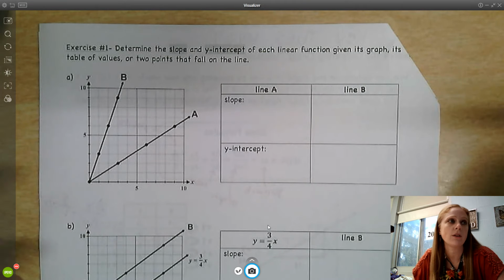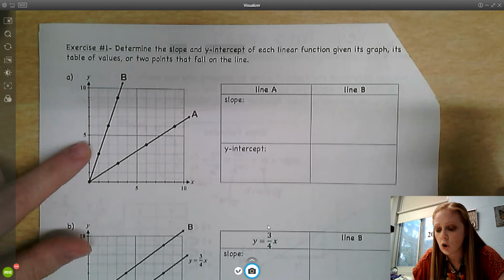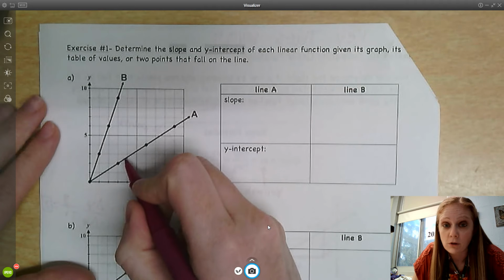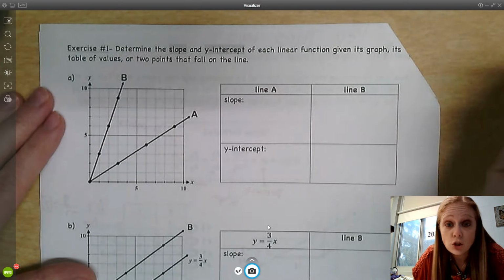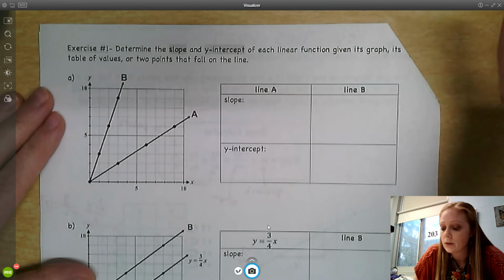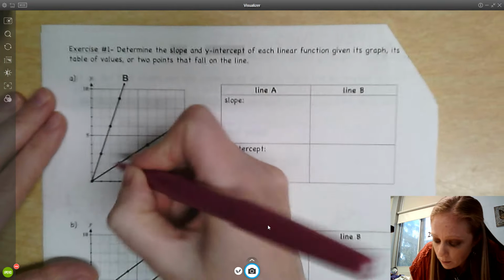So for here, we're given a graph. To find the slope of line A from a graph, we do rise over run. That's the easiest way, at least I think, to find slope. Any two points, because slope is constant, so it doesn't matter on a line where you begin. I'm just going to begin right here.